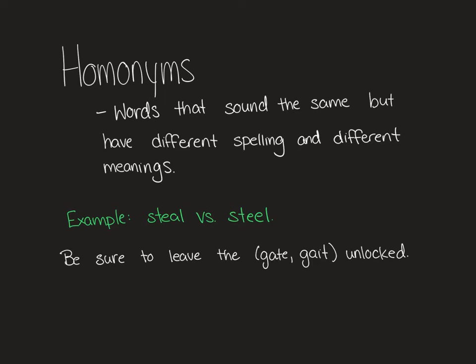So it doesn't make sense for this to be the way a horse runs. You can't leave the way a horse runs unlocked, but you could leave the gate unlocked. So they're just asking you to put a line through the one that you are not using.